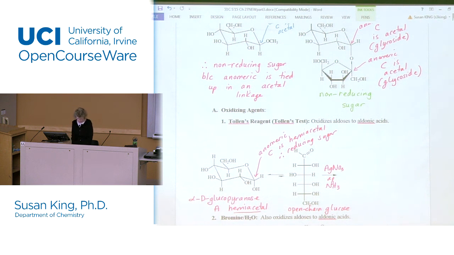Basically, this is a very mild oxidizing agent. It's really only going to oxidize the aldehydes. It's not going to oxidize any of the other hydroxyls, and that's why it's mild. And so what you're going to get is the aldehyde oxidized to a carboxylic acid. Everything else stays the same. Even the primary alcohol on the end is not oxidized.